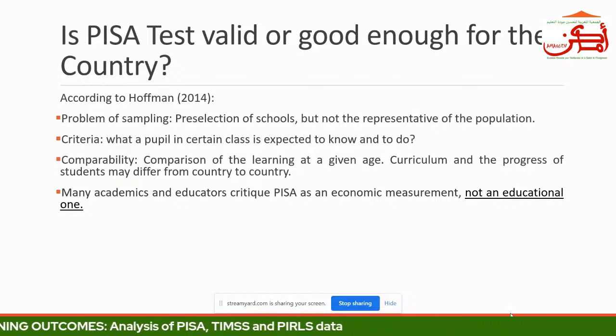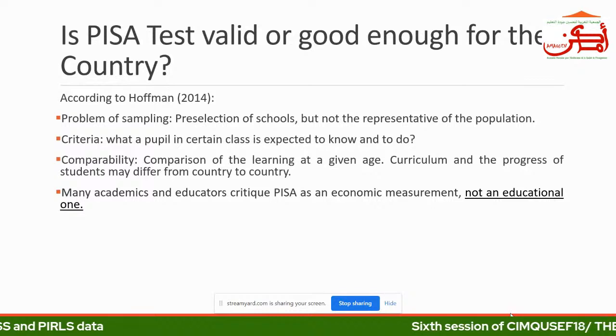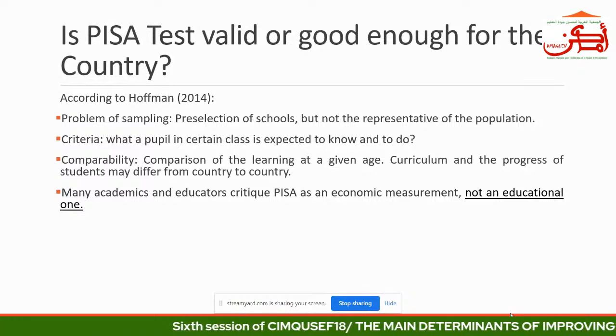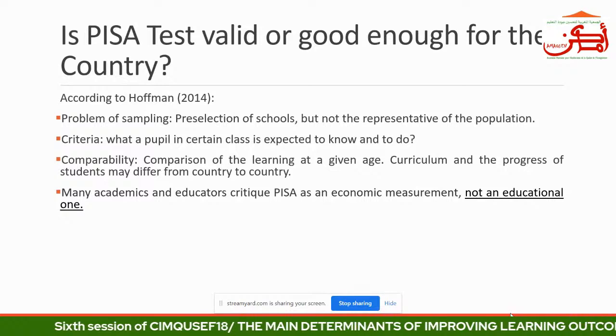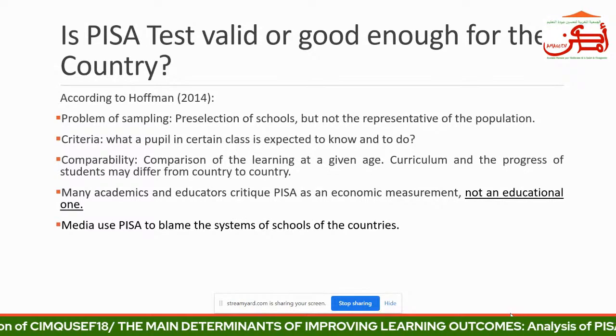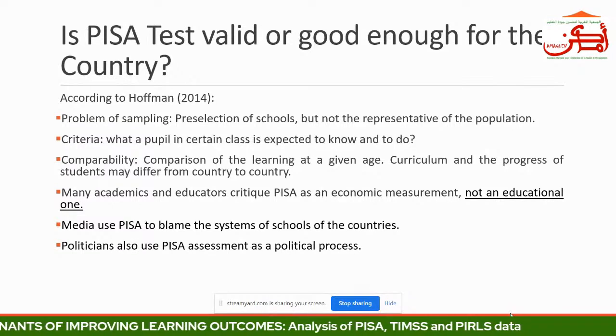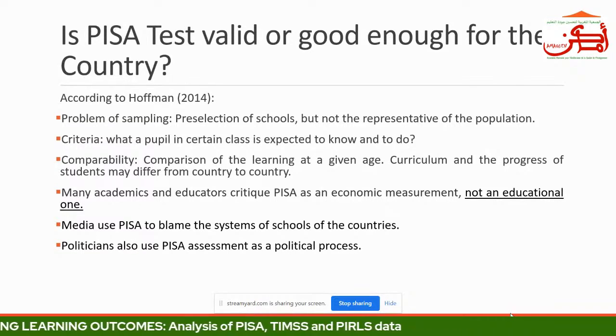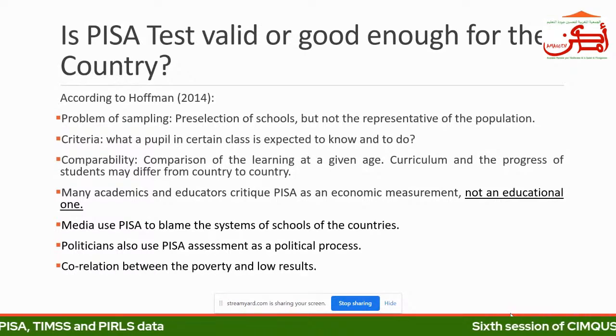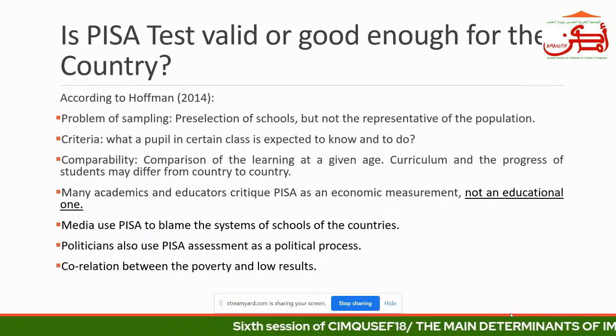Next, many academics and educators critique PISA as an economic measurement, not an educational one, because PISA is a part of the OECD, which focuses more on economic development. So it is more like an economic measurement than an educational measurement. And media use PISA to blame the school systems of countries. Politicians also use PISA assessment as a political process. And there is a correlation between poverty and low results. The poorer the country, the lower the results will be. So that's what happened in PISA.